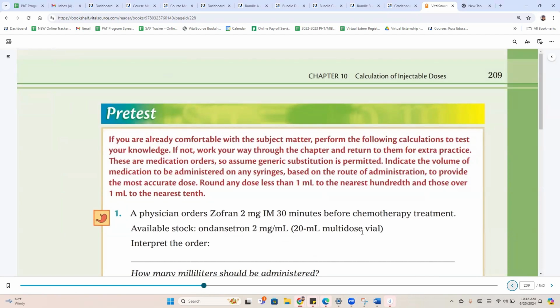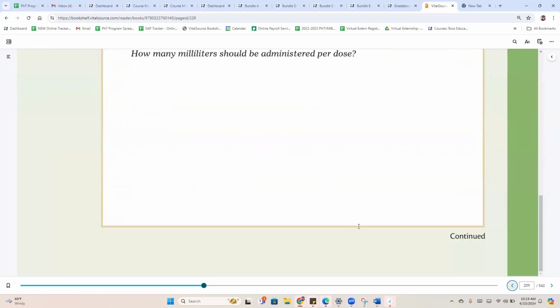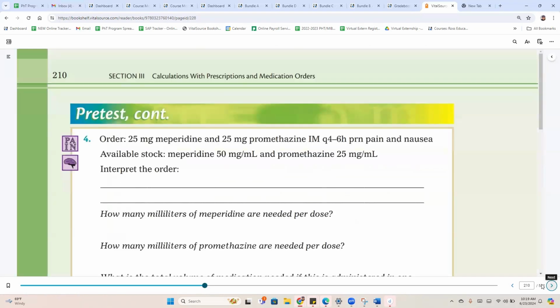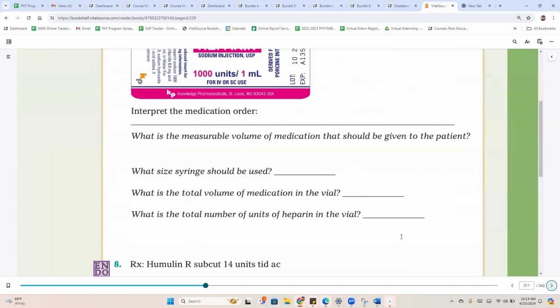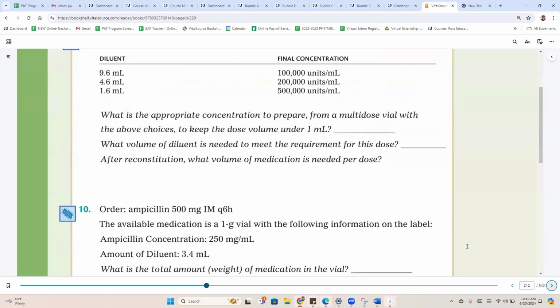All right, so we have the pretest for the chapter. If you're comfortable with the subject matter, perform the following calculations to test your knowledge. Obviously, if you're new to math and this program, you're probably not going to be able to go through those and just do them on your own yet. So that's totally fine. Don't let that discourage you. We're just going to skip over that right now. But this is a good tool to test yourself on as we learn this information.